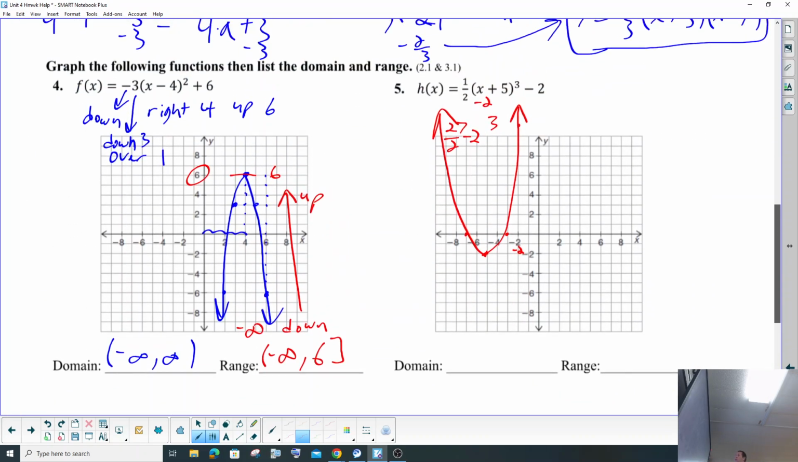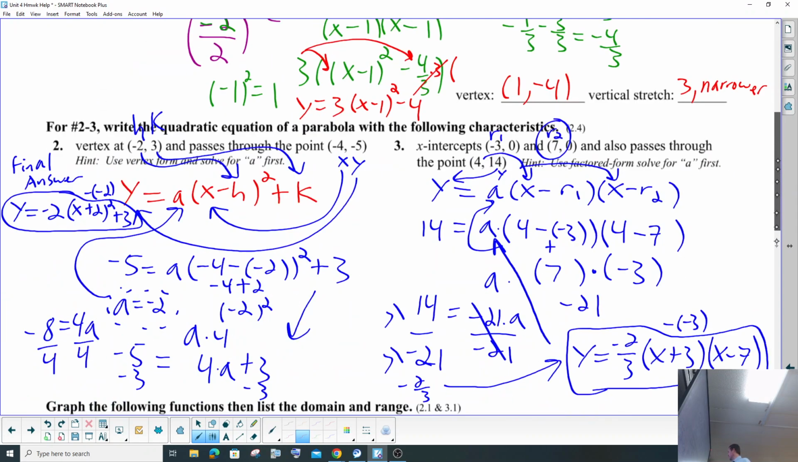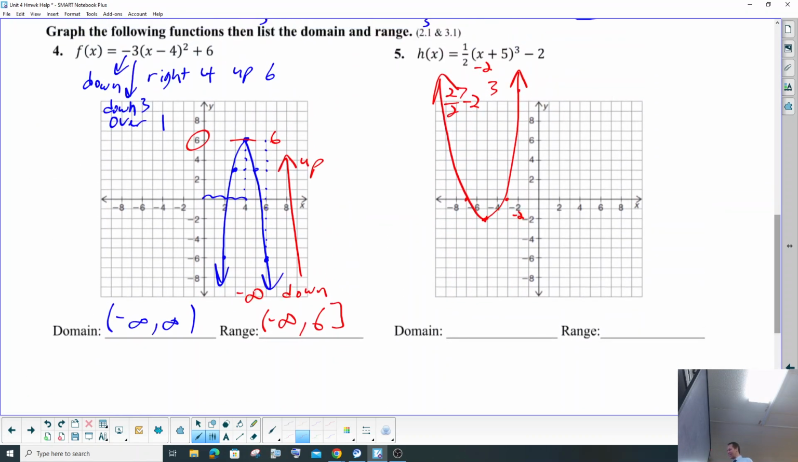So now we're on to domain and range. Do you remember the domain? Right? Do you remember the range? Domain's always negative infinity, positive infinity. And range is from negative 2 going upwards to positive infinity. Don't forget the bracket around the negative 2. Bracket.